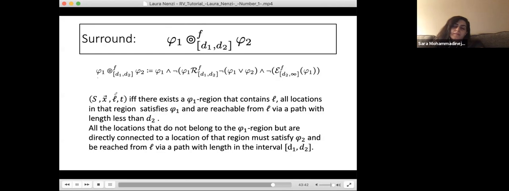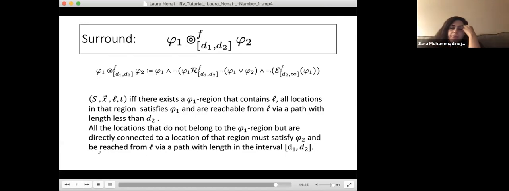So the idea is that you have a phi1 region that is surrounded by a phi2 region. We say that a spatial model and a spatio-temporal trajectory satisfy the surround property in location L at time t if and only if there exists a phi1 region that contains L, and all the locations in that region satisfy phi1 and are reachable from L via a path with length less than d2. And so in this way we describe the phi1 region. And then we say that all the locations that do not belong to this phi1 region, but that are directly connected to a location in that region, must satisfy phi2.